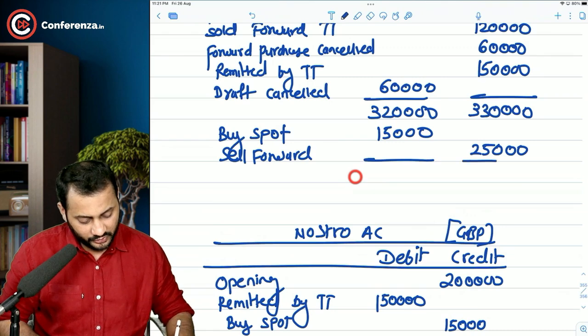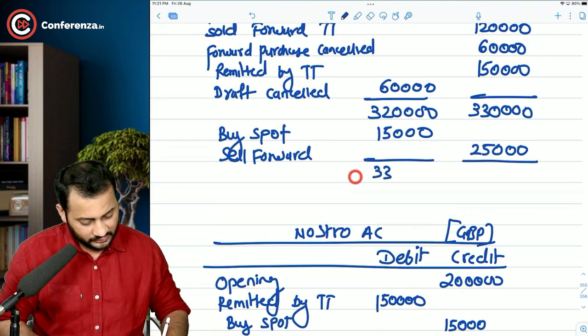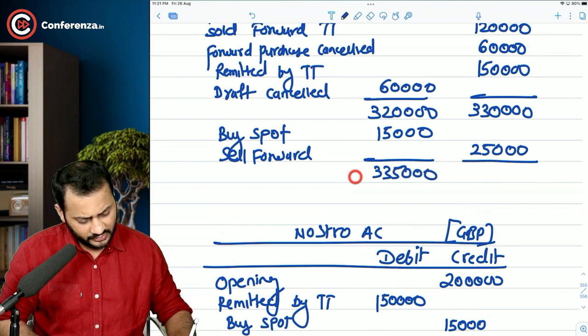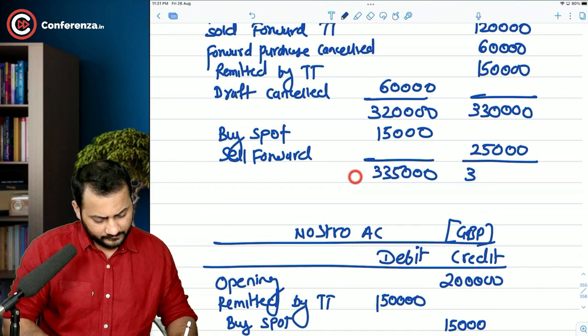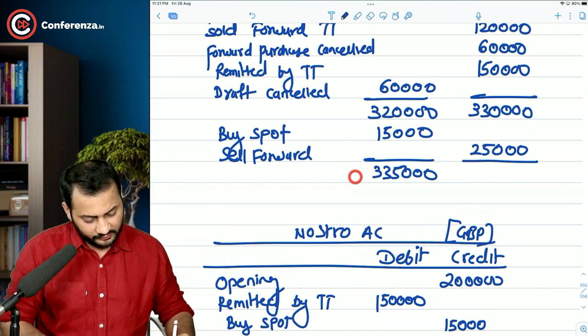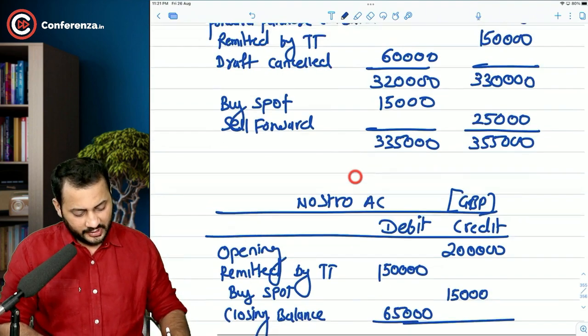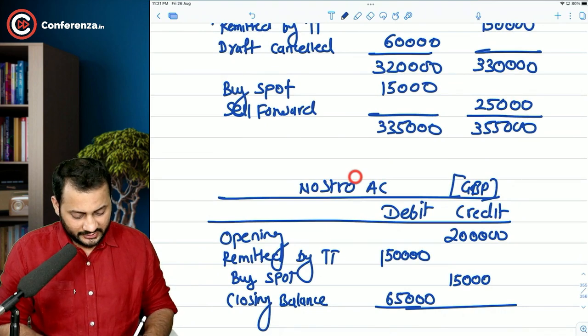Now if you do the total, you will realize 3,35,000 is the purchase total and 3,40,000. Just a second. 335 and we need 355. This is the total, and you can see the oversold position.